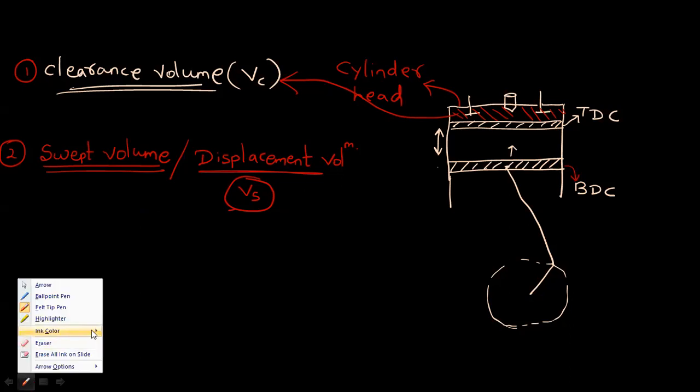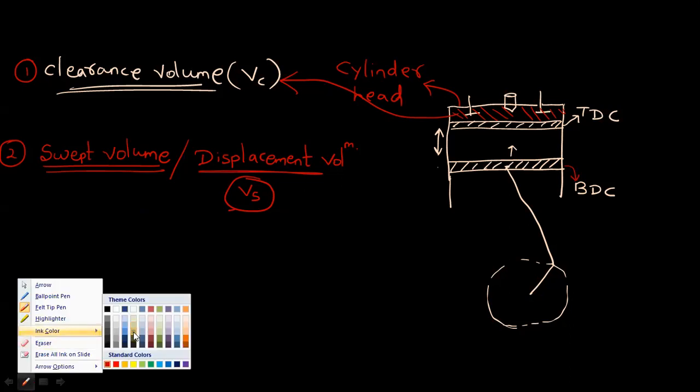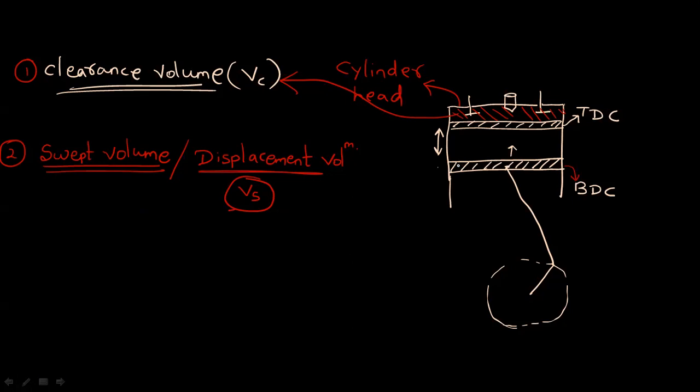For example, in this case, suppose the piston is moving from this position to this position. So how much volume is traveled by the piston? This much volume is traveled by the piston. So this volume is called displacement volume or swept volume. The top part, this part, is called clearance volume. This part is called swept volume.